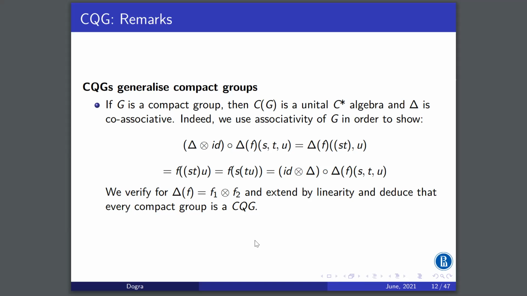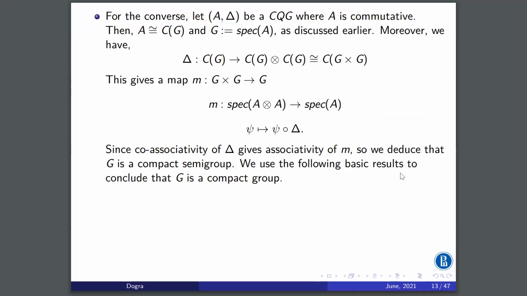All right. So compact quantum groups can be seen as a generalization of compact groups. To see that this makes sense, we start off with a compact group G. Then we deduce that the algebra CG is a unital C star algebra and delta is co-associative. This happens because G is a compact group, and we use the associativity of G in order to show that delta is co-associative, which is explicitly given here. We can verify this for any two elements F1, F2 in CG, and then extend it by linearity over the whole algebra. Therefore, we can deduce that every compact group is a compact quantum group.